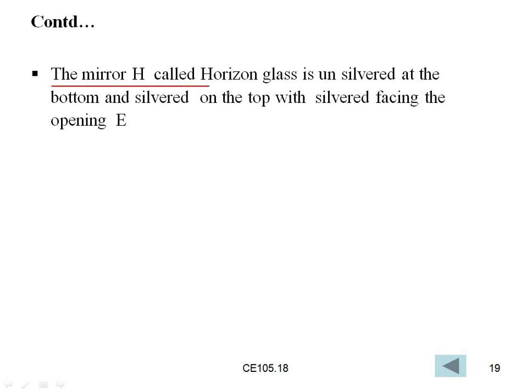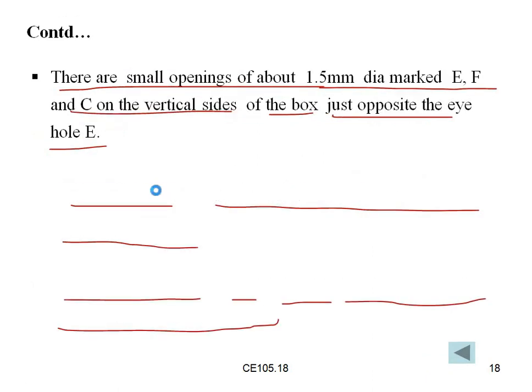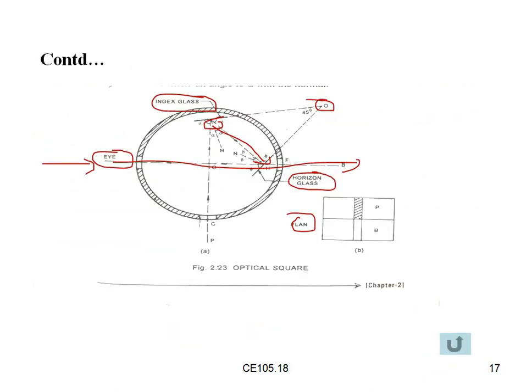The mirror H, called the horizon glass, is unsilvered at the bottom and silvered on the top, with the silvered part facing the opening E. The mirror I, called the index glass, is fully silvered and opposite to the opening C. Let us see here: this is the mirror I, and opposite to the point B will be C. It is totally silvered.